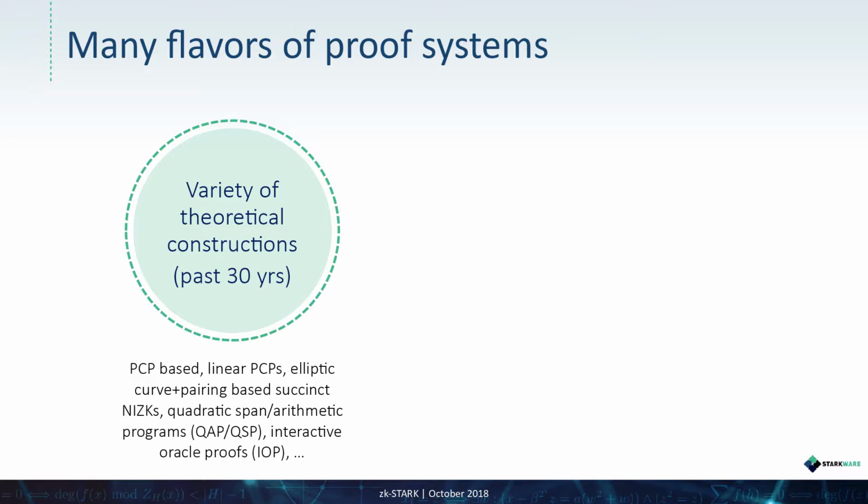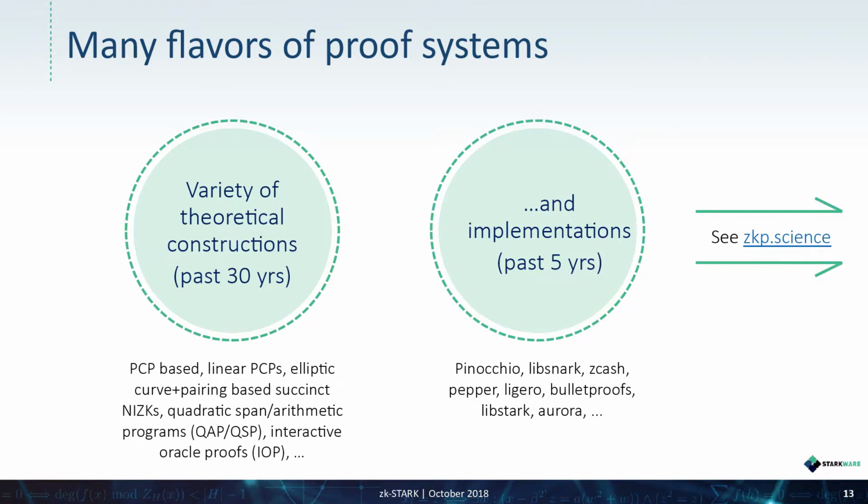Okay? And more recently, over the past 5 years or so, there have started to be a lot of code bases that implement various of these systems. And this list is growing all the time. A very good reference point is zkp.science. There's a long list of papers and surveys and results and links to various proof systems. That's a good resource to read more about this. And I won't go into describing the different attributes of all of this theory and all of these different implementations. I just want to focus on what we mean when we say a zk-STARK.